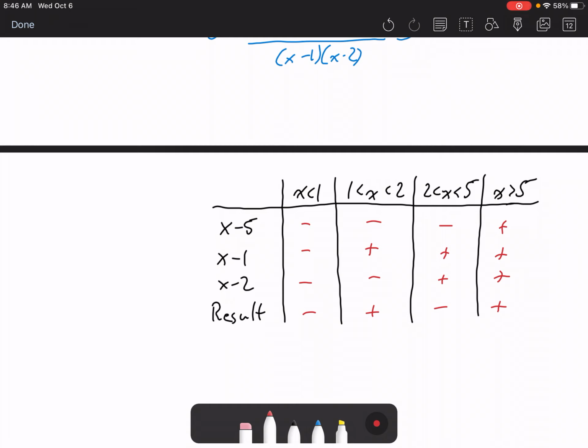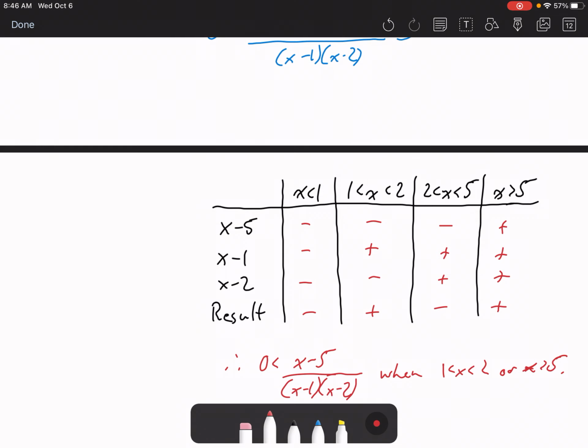So this should be your result. So this means the function x minus 5 over x minus 1 times x minus 2 is greater than 0 on the intervals when x is between 1 and 2 or when x is greater than 5. And this is how we'd go about solving it.